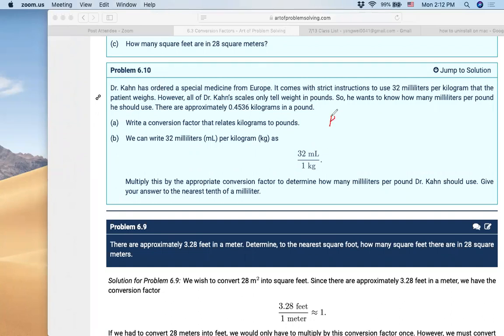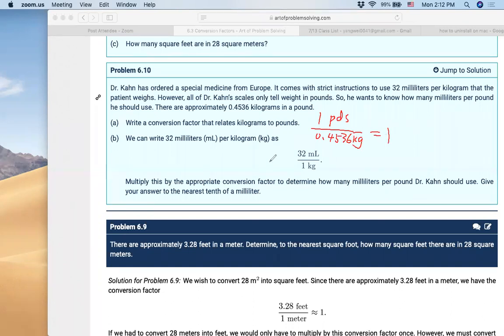Pound, 1 pound over 0.4536 kilograms. This one equals 1. This ratio equals 1, right? So this is a conversion factor between pounds and kilograms.